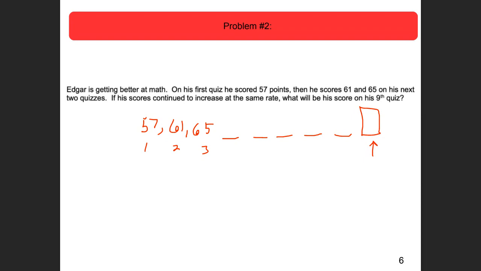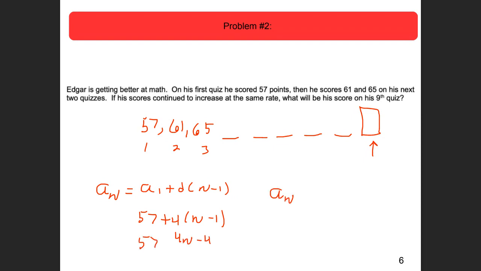We'll do it both ways, but I'm going to do math first. So a sub n is equal to a sub 1 plus d times n minus 1. My d value in this problem is 4. So this is 57 plus 4 times n minus 1. That's 4n minus 4, plus 57. So my equation, a sub n is equal to, what is that, 4n plus 53, is that right? Okay, so that's my explicit equation.